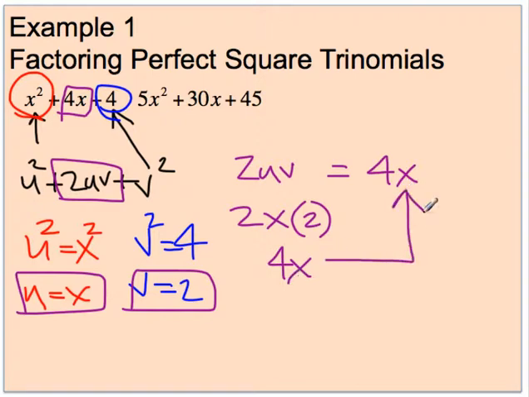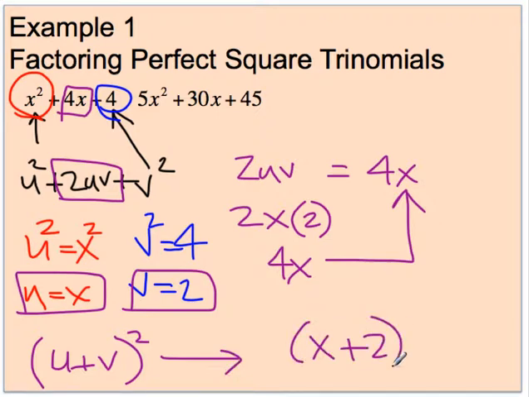So in this case, since this middle term is in fact 2 times u times v, I can write this as u plus v quantity squared. In other words, my final answer is going to be x plus 2 quantity squared.